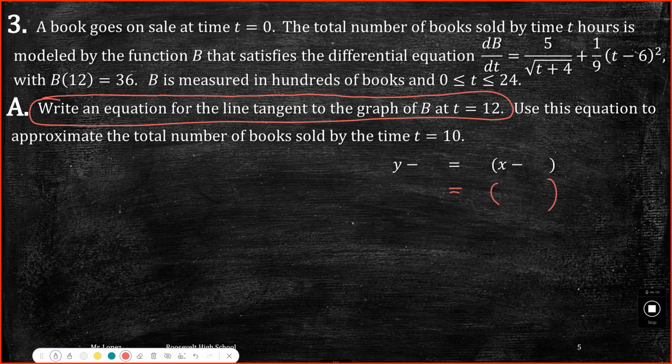Let's change some things here. What is x in the context of the problem? X has to be t, no? So let's change x to t. And let's change y to B, so it makes more sense. We're given a point already, no? So what do I put here? t minus what? And then B minus what? 36.